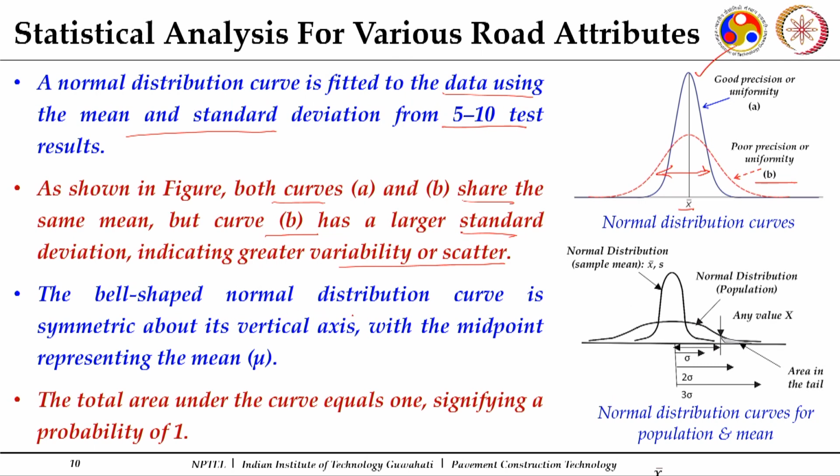The bell shaped normal distribution curve is symmetric about its vertical axis with the midpoint representing the mean. Now, if we have the probability density function, then the total area under this curve will be equal to 1. So, this is the standard characteristic of a normal distribution curve, the normal distribution probability density curve.